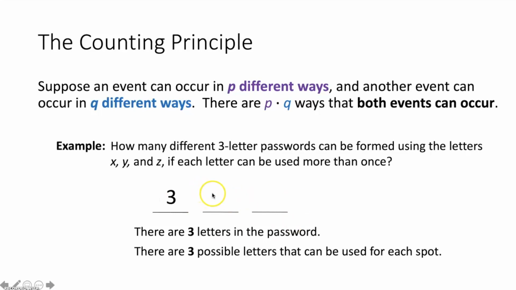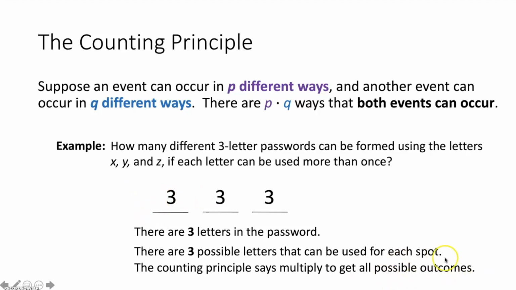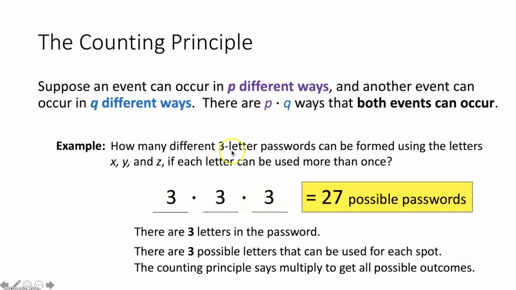In our next spot, we can choose, again, X, Y, or Z, because letters can be used more than once. In our last spot, we again choose either X, Y, or Z. So the counting principle says to get the total number of possible outcomes, or in this case, the total number of possible passwords, you're just going to multiply 3 times 3 times 3. And you end up getting that there are 27 possible three-letter passwords that can be formed using X, Y, and Z if each letter can be used more than once.